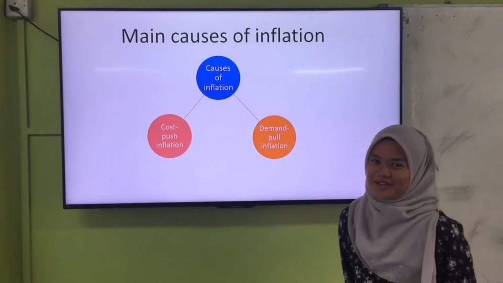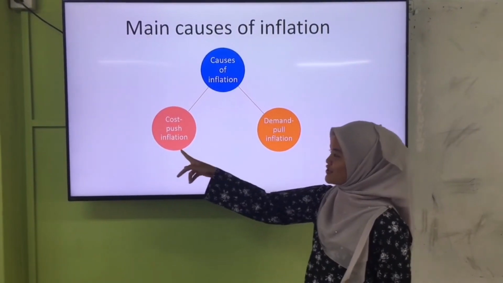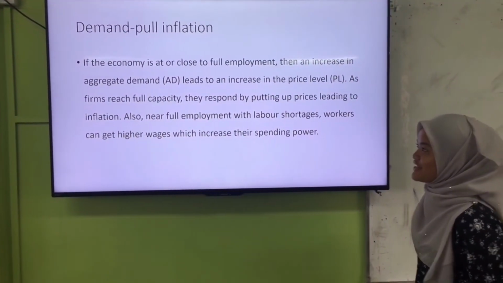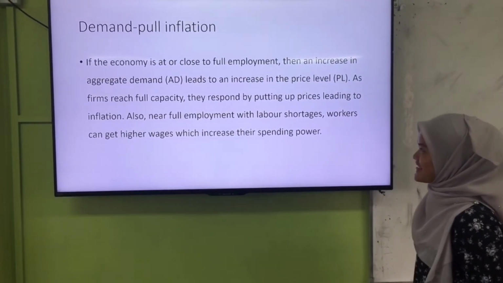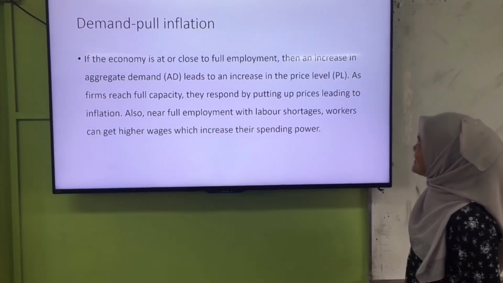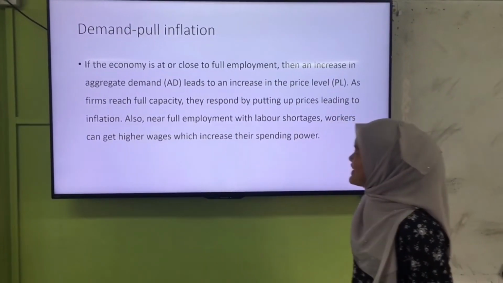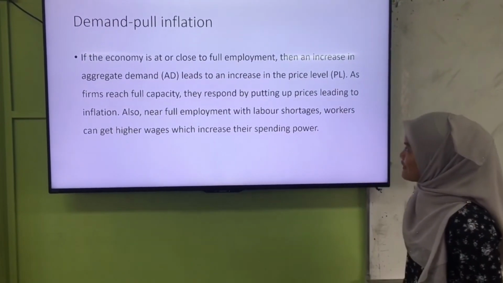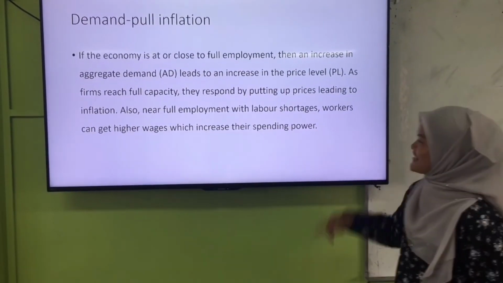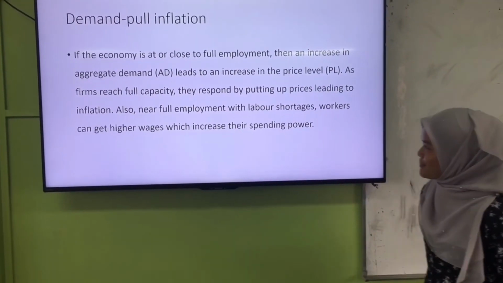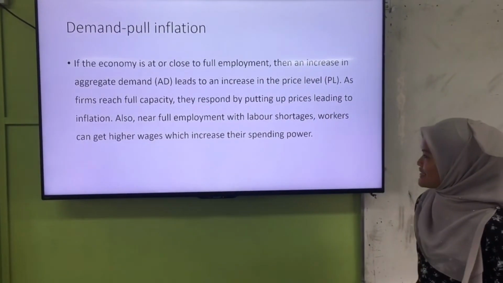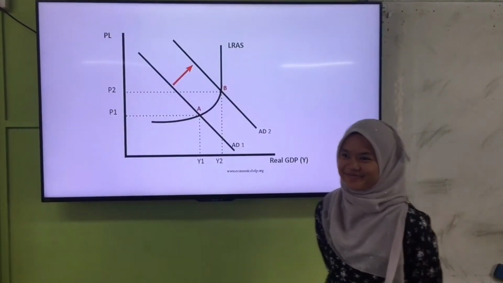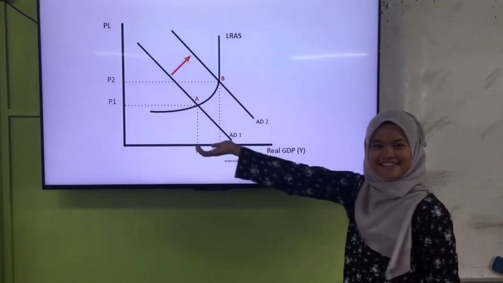Okay, next there are 2 main causes of inflation. The first one is cost push inflation, and the second one is demand pull inflation. Demand pull inflation: if the economy is at or close to full employment, then an increase in aggregate demand leads to an increase in the price level. As firms reach full capacity, they respond by putting up prices, leading to inflation. Also, near full employment with labor shortage, workers can get higher wages, which increases their spending power. So this is demand pull inflation.